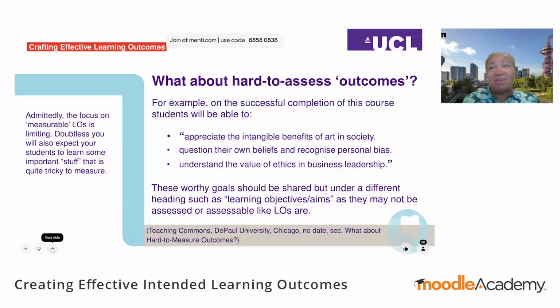So these are things that I would say categorize better as learning objectives. You should definitely share them with your students and let them know that these are the things that you're hoping this course will help them to achieve. But you're not going to assess these things because they're very hard to assess. So you wouldn't make them into learning outcomes necessarily.